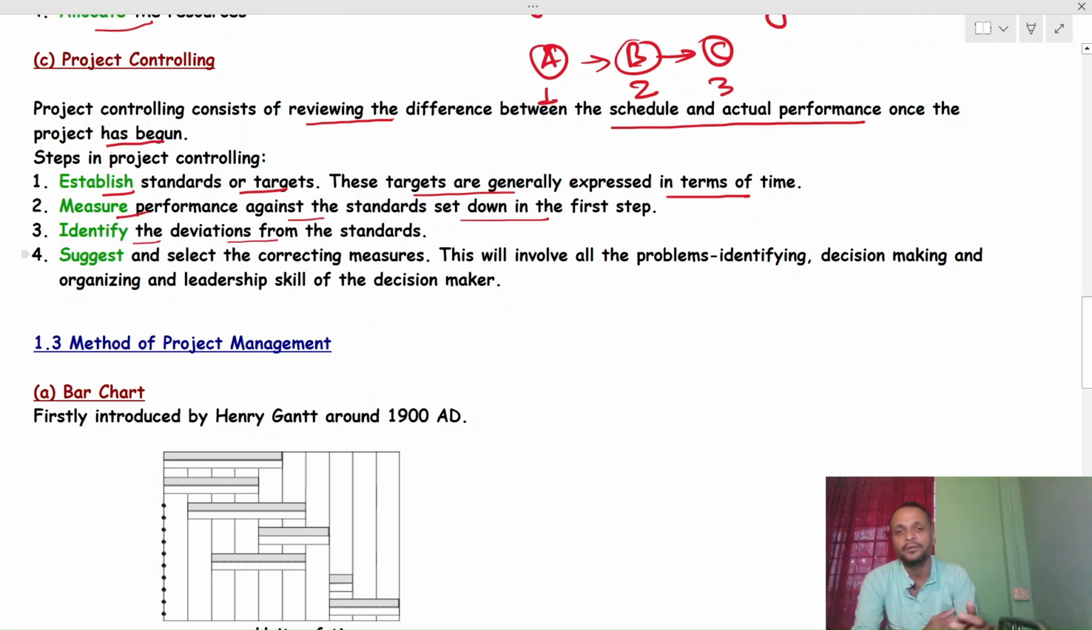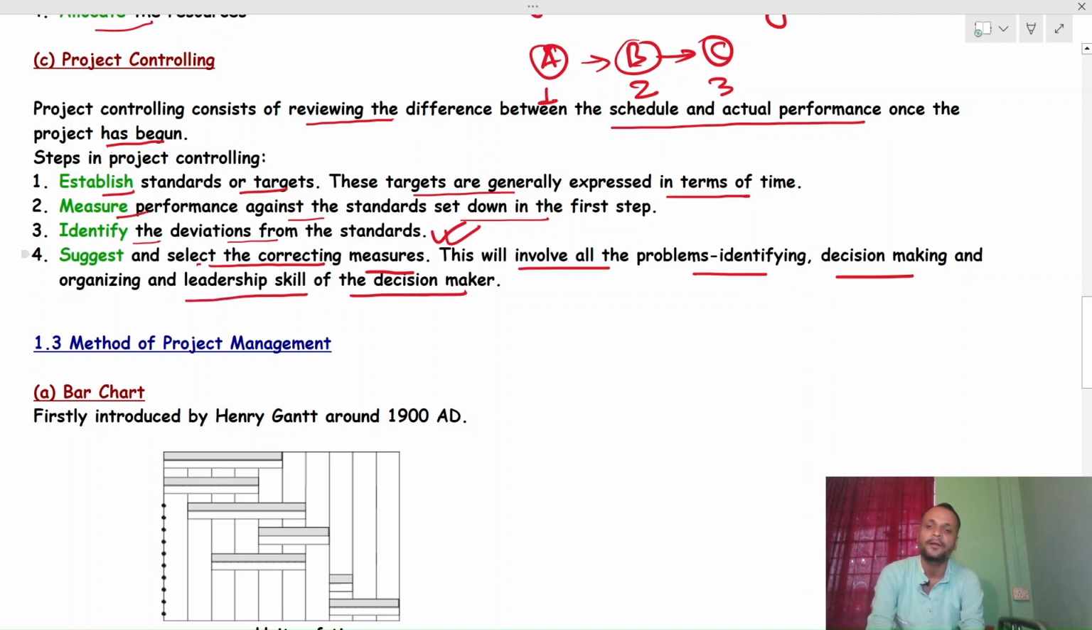What are the deviations, as you have planned already, and based on that planning, what is your actual scenario, whether your project is going early or going late. Based on that you have to identify the deviation from the standards. Then suggest and select the corrective measures. After identifying the deviation, you have to take corrective measures, and this will involve problem identifying, decision making, and organizing, and the leadership skill of the decision maker. So in project controlling, as you already did the planning, based on that you assess or identify the deviation from the current scenario, and then you take the corrective measures, right?